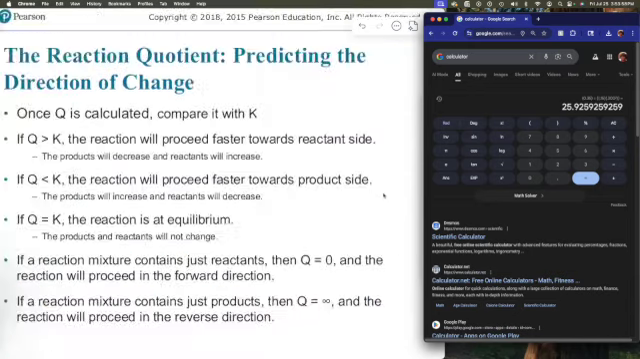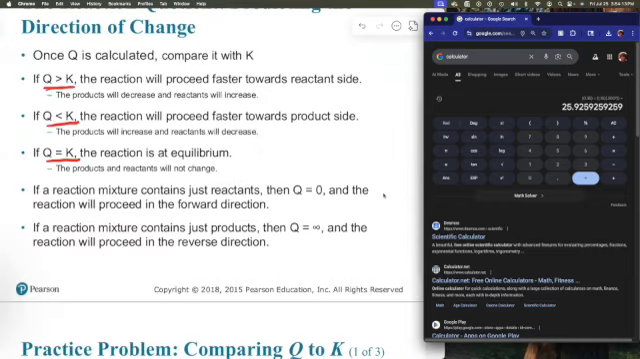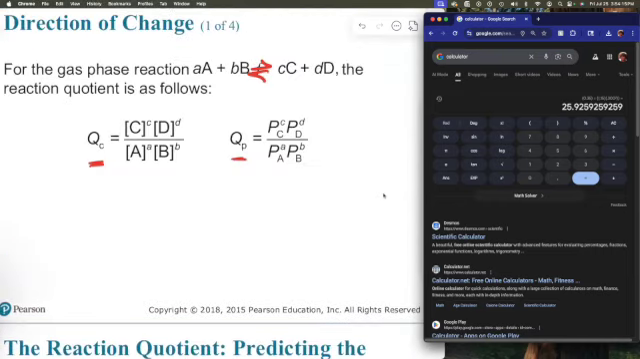So let's go ahead and see. Now, I told you guys this before, that the quotient can be above the equilibrium value, it can be below the equilibrium value, or it can be at the equilibrium value. So let's go ahead and unpack this. I keep coming back here to show you what this means.